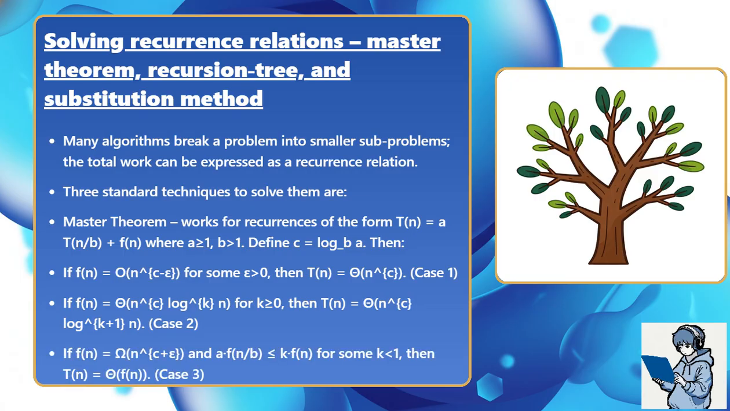If f(n) = Ω(n^(c+ε)), and a·f(n/b) ≤ k·f(n) for some k < 1, then T(n) = Θ(f(n)). Case 3.